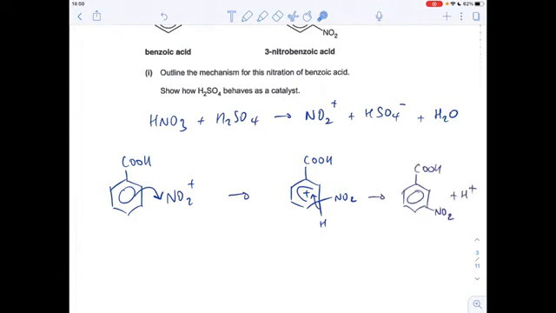So there's the product there. Don't forget your H+ ion, that's what this will come off as. And then we just need to show how the sulfuric acid behaves as a catalyst. So you take your HSO4- ion formed in the first step, and the H+ ion, it's just been kicked off that benzene ring, and you get your H2SO4 back, so it's a catalyst because it's reformed.